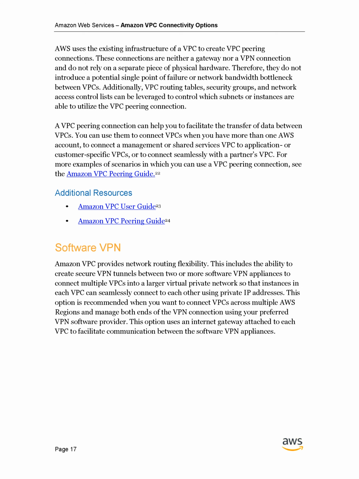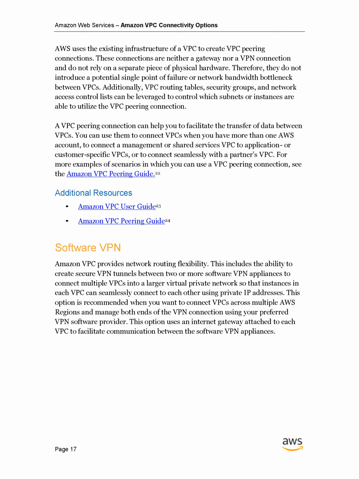AWS uses the existing infrastructure of a VPC to create VPC peering connections. These connections are neither a gateway nor a VPN connection and do not rely on a separate piece of physical hardware. Therefore, they do not introduce a potential single point of failure or network bandwidth bottleneck between VPCs. Additionally, VPC routing tables, security groups, and network access control lists can be leveraged to control which subnets or instances are able to utilize the VPC peering connection.